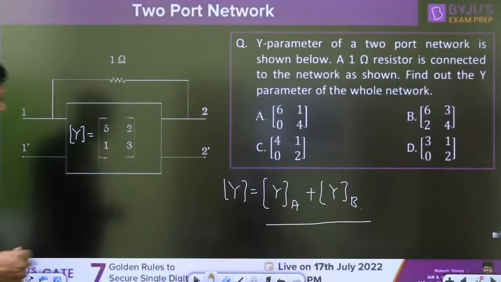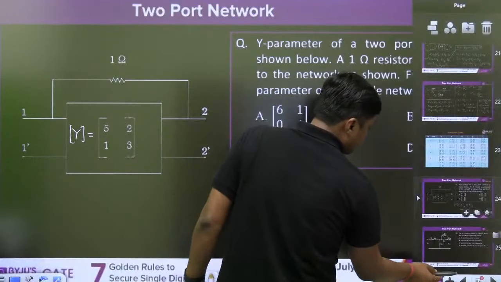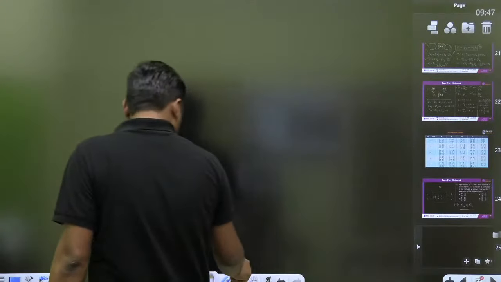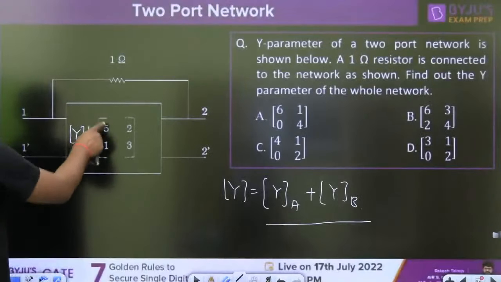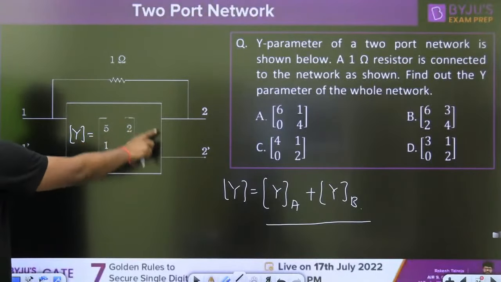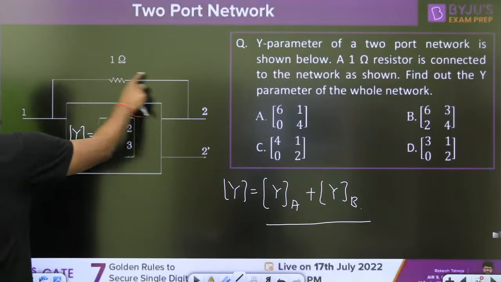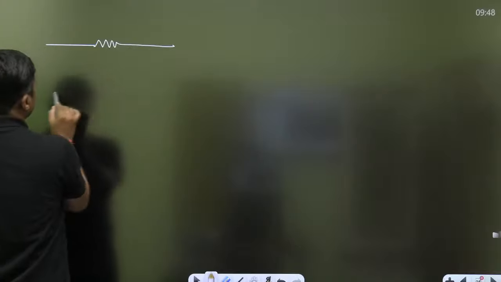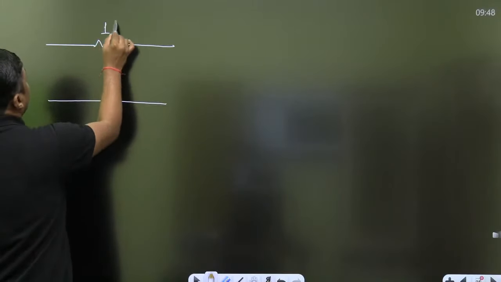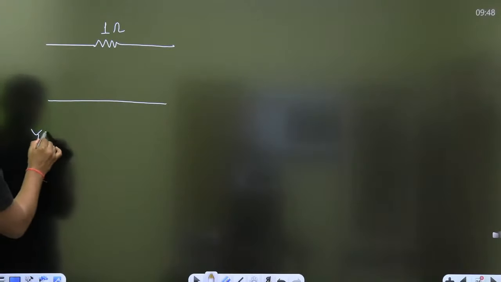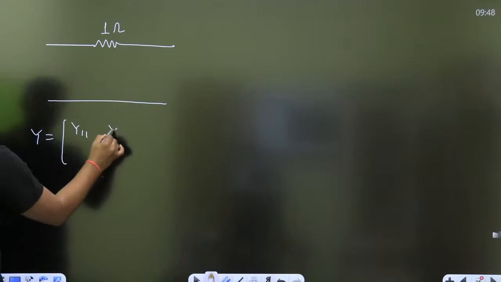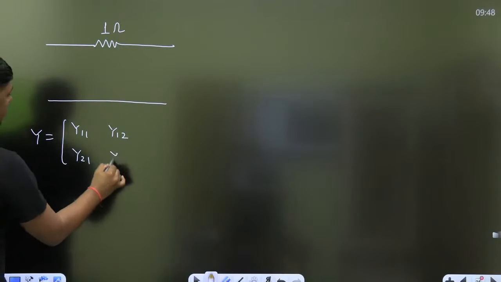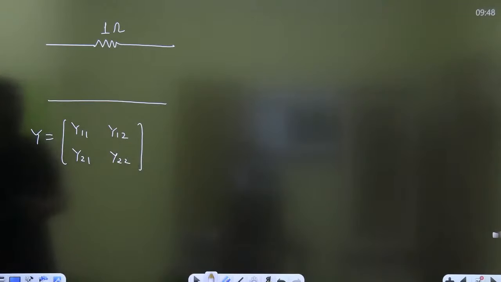So how are we going to find it? Very simple. Always remember, this Y parameter is given, 5213. For this network, Y parameter is given. Now this network is connected in parallel. So this is the network. This is the 1 ohm. 1 ohm is given. What are the Y parameters of this network? Y11, Y12, Y21, Y22. This is a standard circuit. Always remember what the Y parameter of this network is.